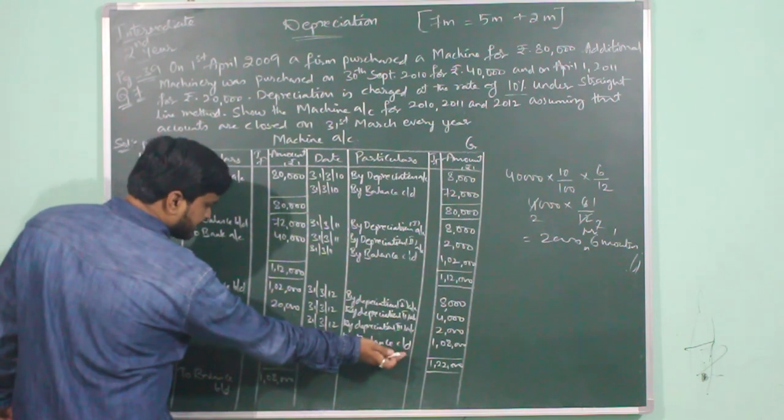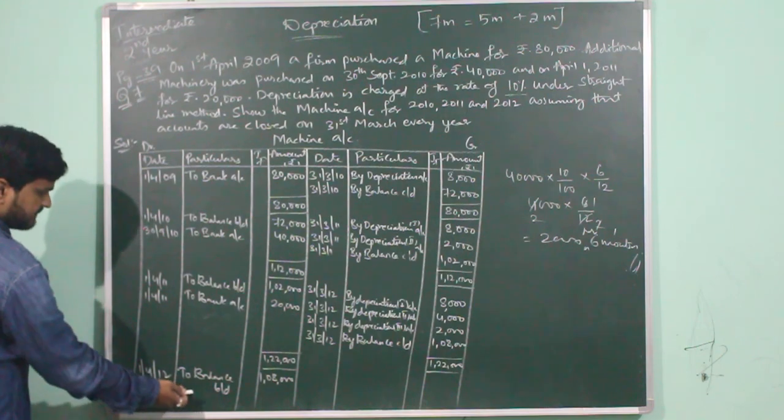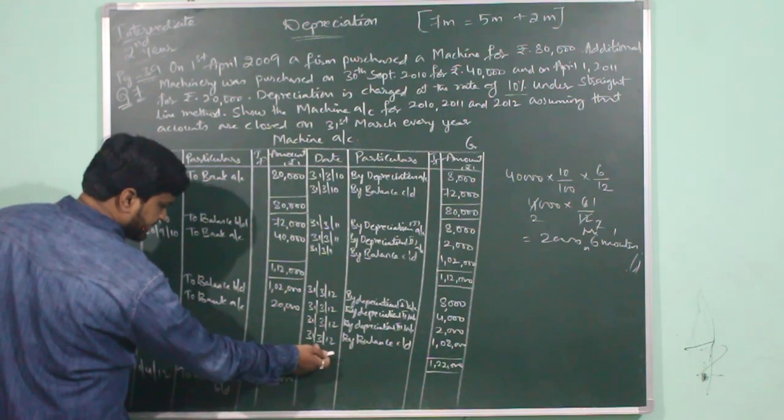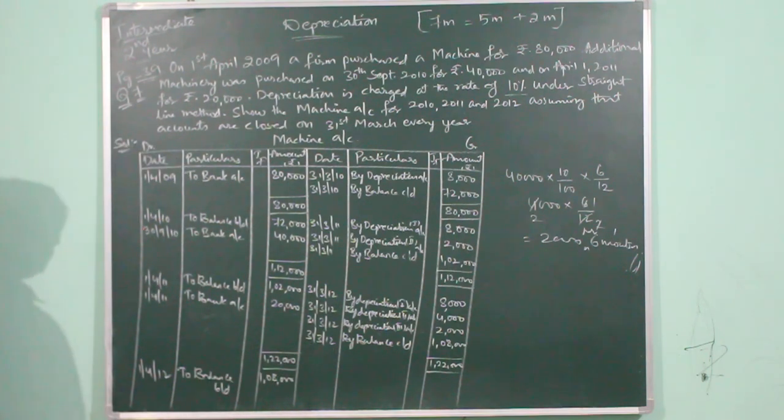2012. So whatever is the closing value at the end of the third year, it becomes the opening value at the beginning of the fourth year, which will be written as to balance carried down 1,08,000, and the date will be immediate next day after 31st March 2012, which will be 1st April 2012.